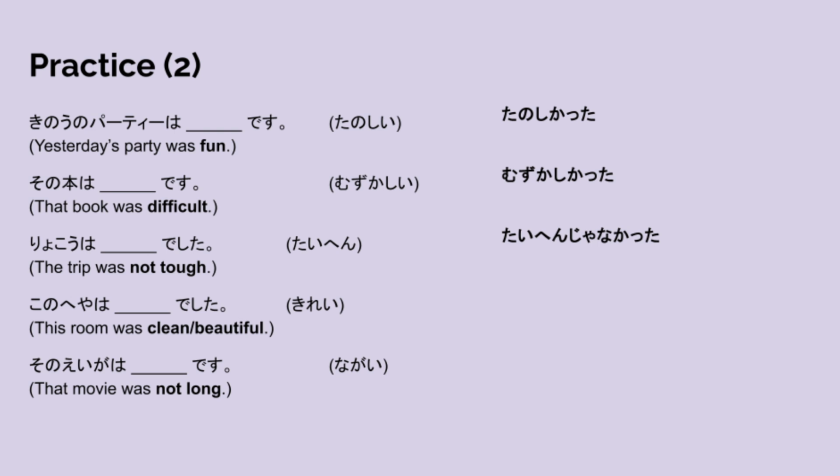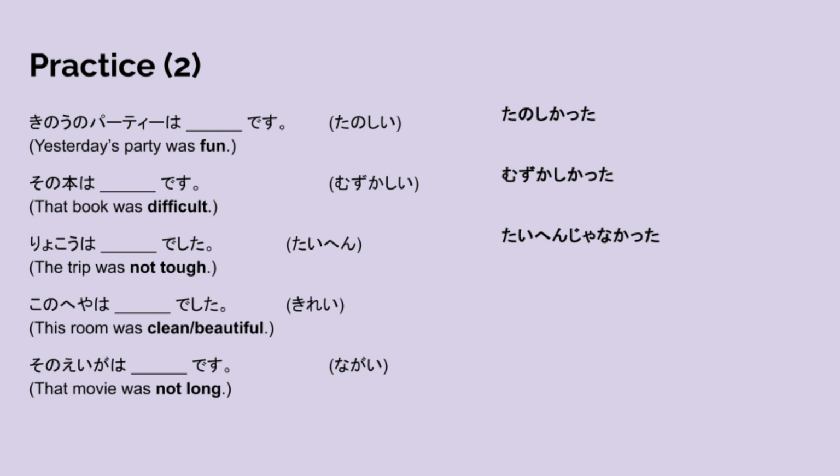Now, for the sake of consistency, I added the deshita at the end. But to make it make sense, you can have taihen ja arimasen deshita. Same thing, those are still correct. But just to make it easier, "was not tough": make sure you have the katta at the end to make it past negative. So, taihen ja nakatta desu.